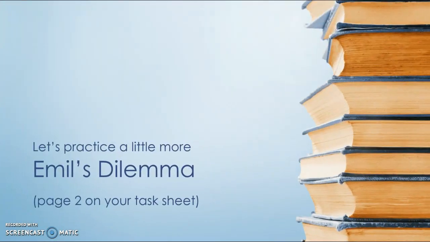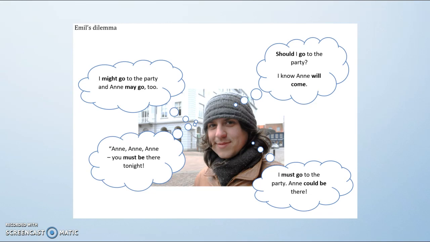Now let's practice a little more. Look at page 2. Emil has a dilemma. What is it? Read the thought bubbles and think about Emil's dilemma. Try to explain it in your own words. Also try to explain the way he uses modality to express it. Then answer the question. What advice would you give him?